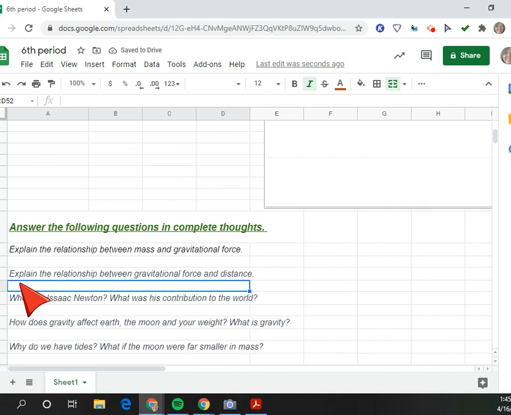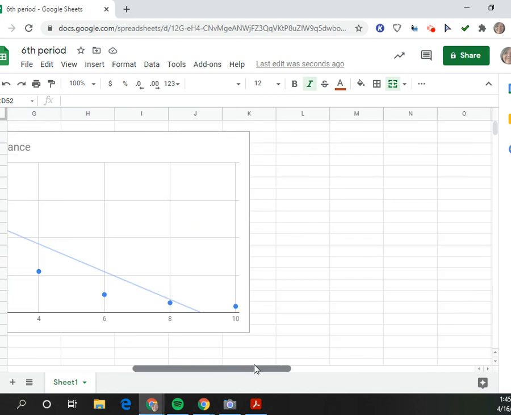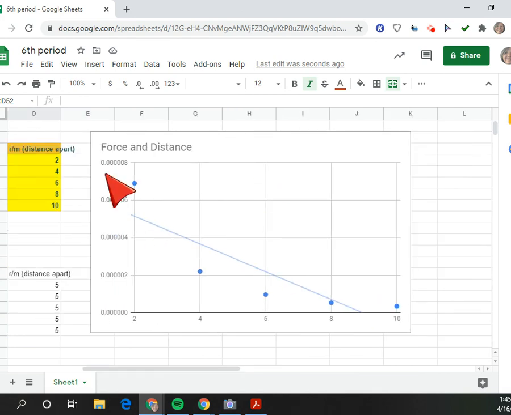When we look at this question, explain the relationship between gravitational force and distance, you can use this graph to talk about that. As distance increases, the gravitational force decreases, even though our masses stayed the same. I'll give you a couple of seconds to type that into your sheet.